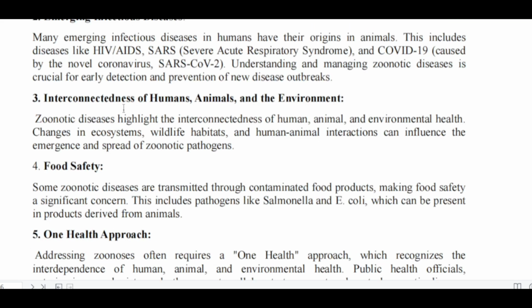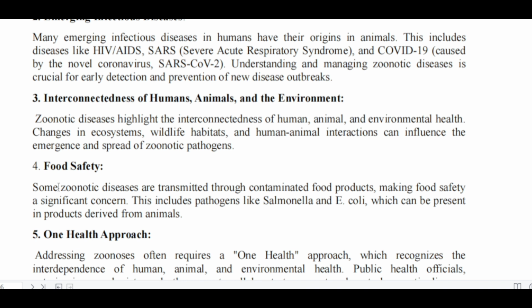Then, interconnectedness of humans, animals, and the environment. Zoonotic diseases highlight the interconnectedness of human, animal, and environmental health. Because of how we are interconnected, changes in the ecosystem, wildlife habitat, and human-animal interactions can influence the emergence and spread of zoonotic pathogens. I think this point is clear.